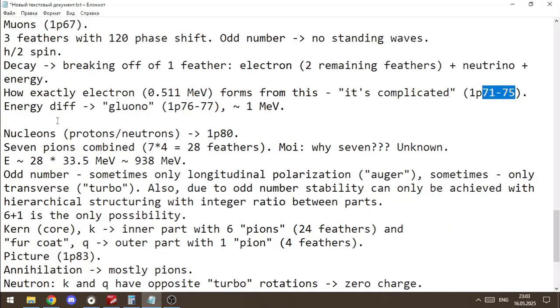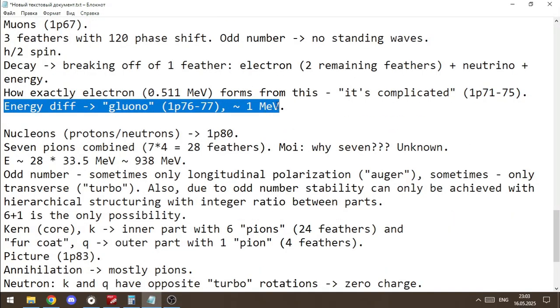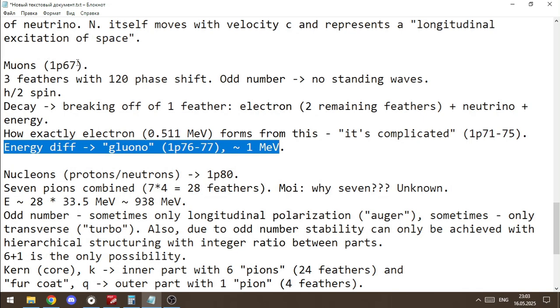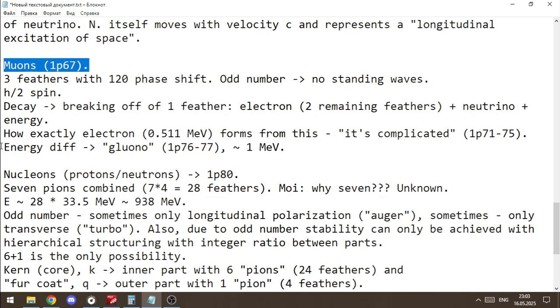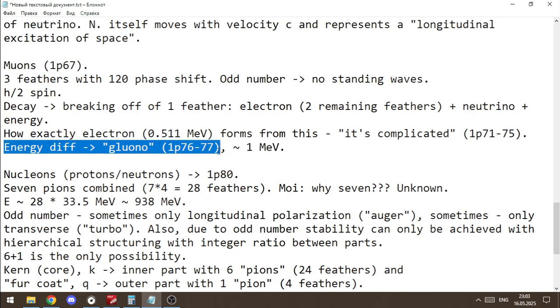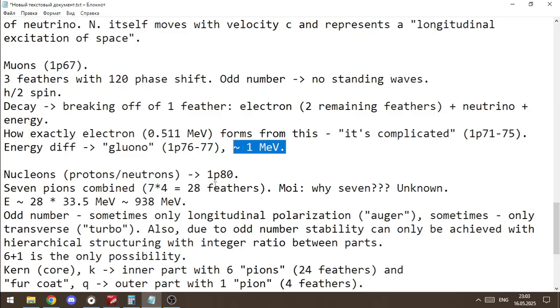Yeah, so it's complicated. Then the energy difference between the muon's 3 feathers and the exact muon mass could be caused by this gluon, or the interaction with the nearest area of space, and it's of the order of 1 MeV.